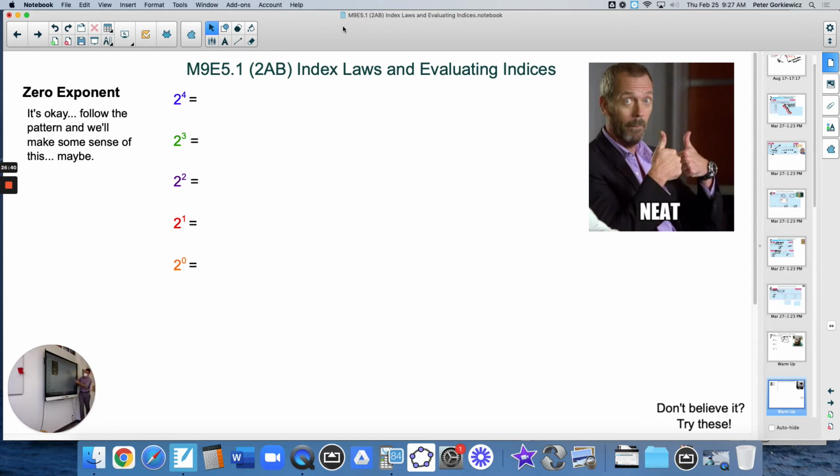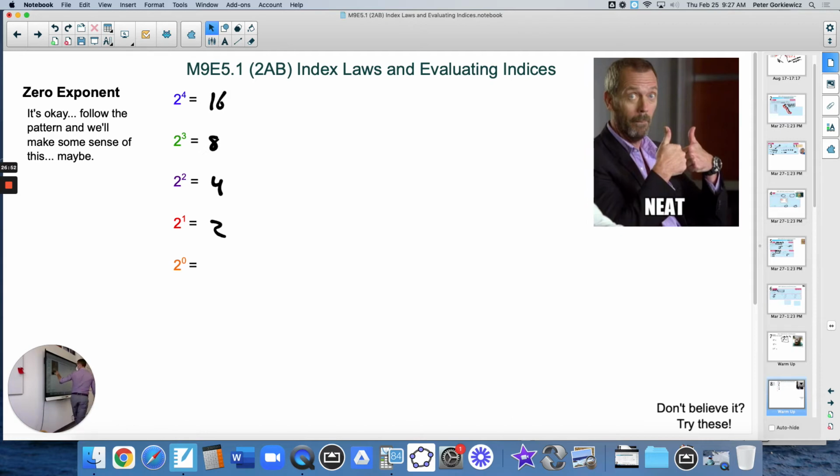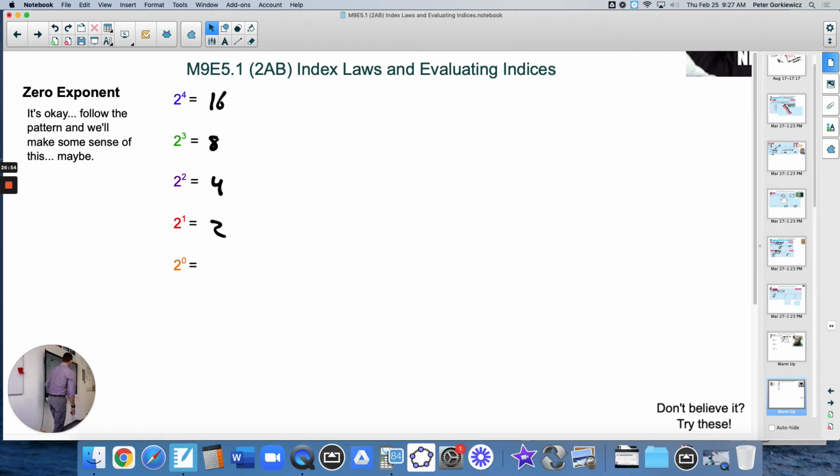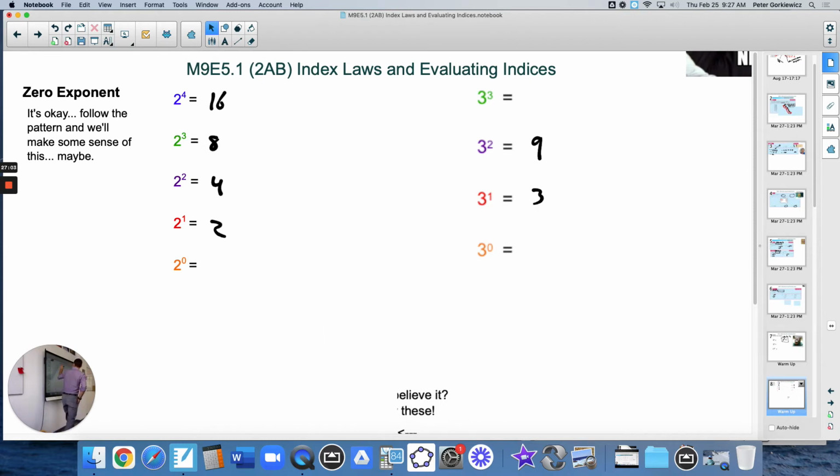But start with the 2. 2 to the first is 2. 2 squared is 4. And 8. 2, 4, 8. Yep. And then this must be 16. Give me that list. You can try it with 3s if you want. 3, 9, 27.